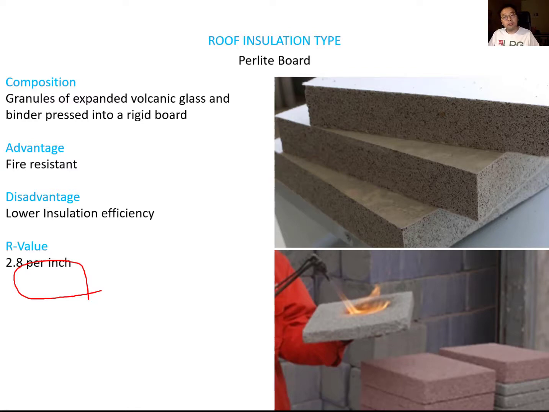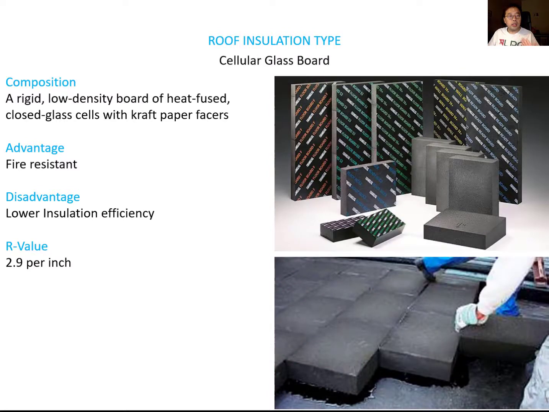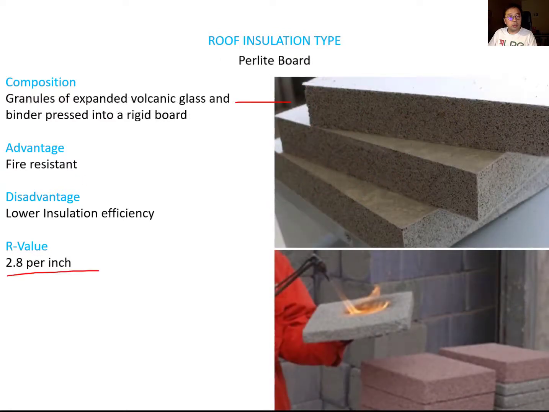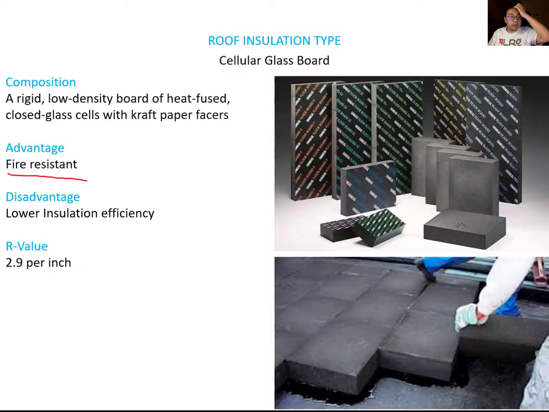It is great for fire resistance. However, it has a very low R value. This is also 2.8 per inch. Okay. And next one, cellular glass board. It is made from recycled glass powder. That's why it is a good fire resistant material like the perlite board. However, it is still a very low R value.